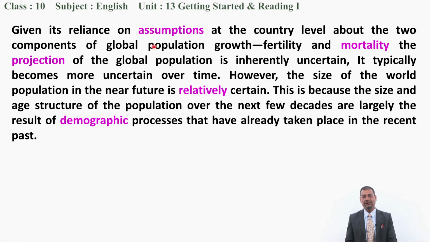Given its reliance on assumptions at the country level about the 2 components, okay, of global population growth, fertility and mortality, the projection of the global population is inherently uncertain. It typically becomes more uncertain over time. However, the size of the world population in the near future is relatively certain. This is because the size and the age structure of the population over the next few decades are largely the result of demographic processes that have already taken place in the recent past.